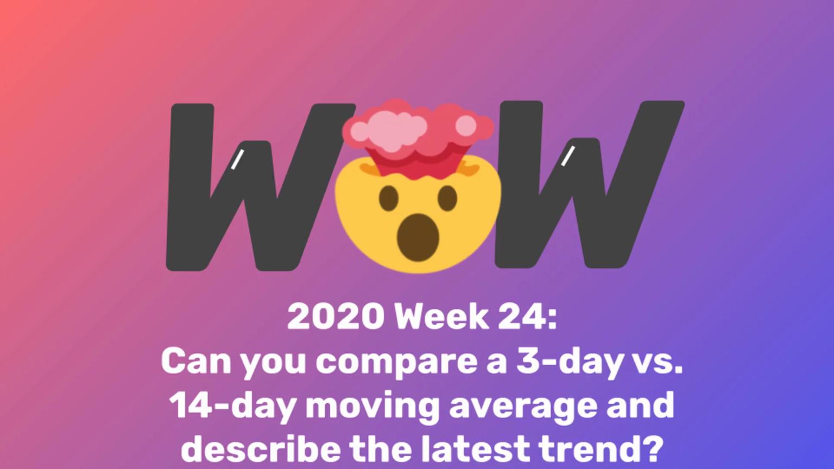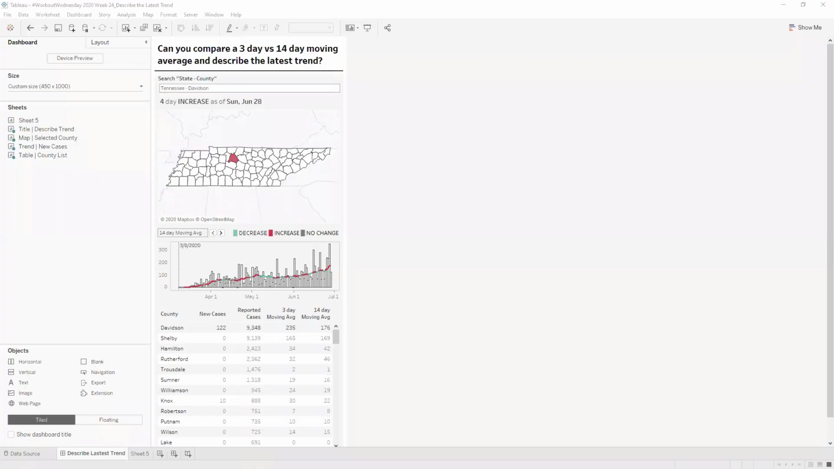Hey everyone, welcome to the solution video for Workout Wednesday 2020, week 24, where we figure out if you can compare a 3-day versus 14-day moving average and describe the latest trend as it relates to COVID-19 data. I'm here along with Jamie, who is the developer of this challenge and who's going to walk us through how to solve the problem.